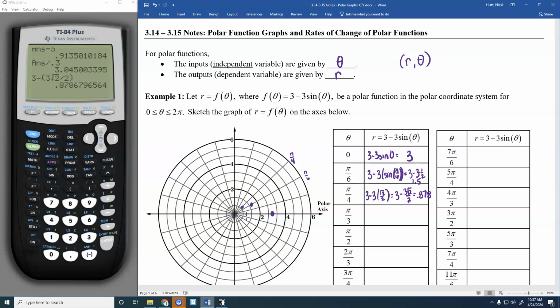Let's do something on our calculator. This will make our lives a little bit easier because we still have a lot to go for plugging all these in. Your calculator will graph polar coordinates for you.